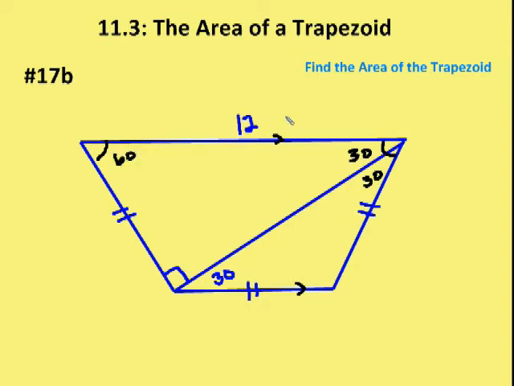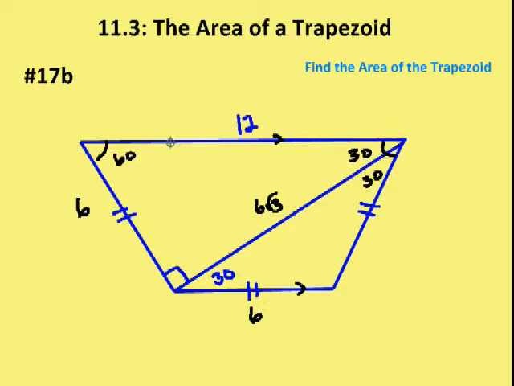I know that the hypotenuse is 12, which tells me that the side opposite the 30-degree angle is going to be half of that, or 6. And I know the side opposite the 60-degree angle is going to be 6 root 3. Because I know that the sides, or the legs, are the same as one of the bases, I also know that this base is going to be 6 as well. So the only thing left for me to do is to find the height of the trapezoid.